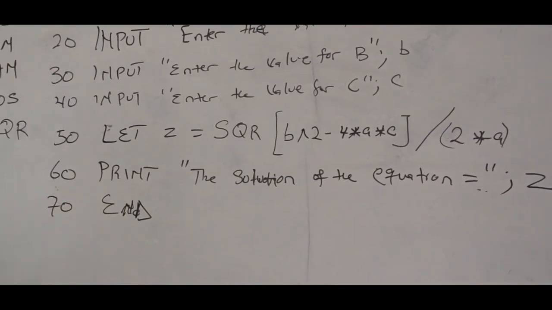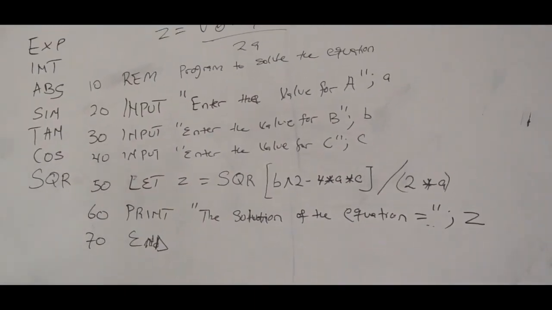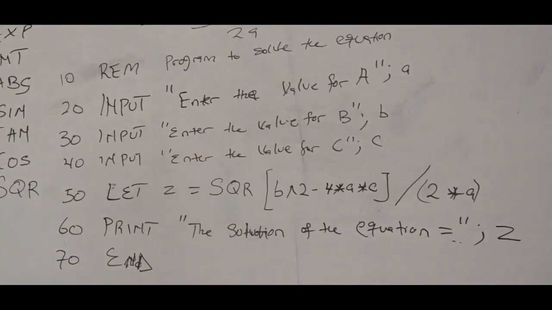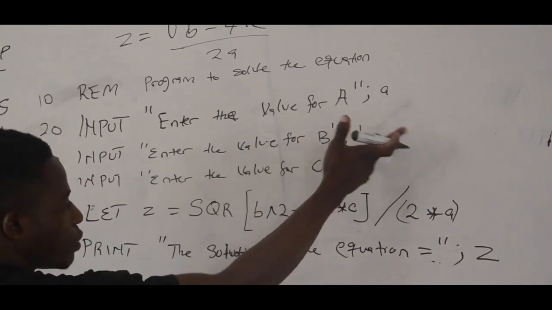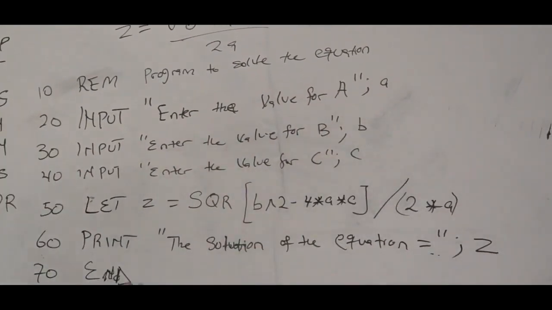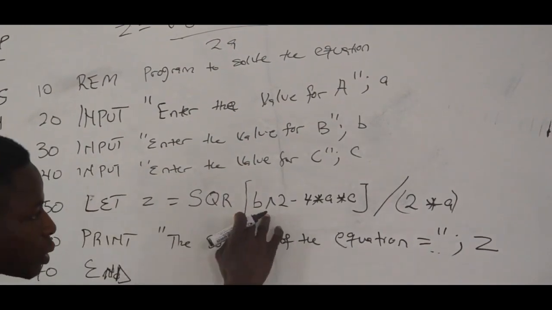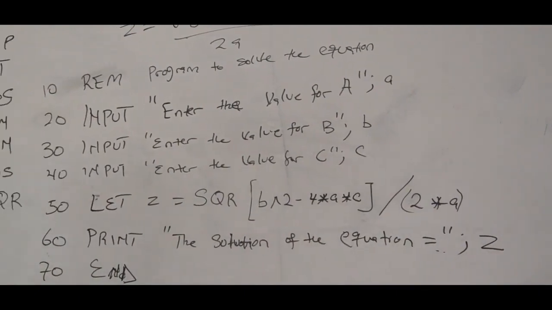So that's it. See how this equation looks very complicated, very sophisticated, but we try to break it down in a BASIC program. We accept the value for A, we accept the value for B, we accept the value for C. And here we now use the inbuilt function SQR. So that is B squared minus 4A multiplied by C, then over 2 multiplied by A.